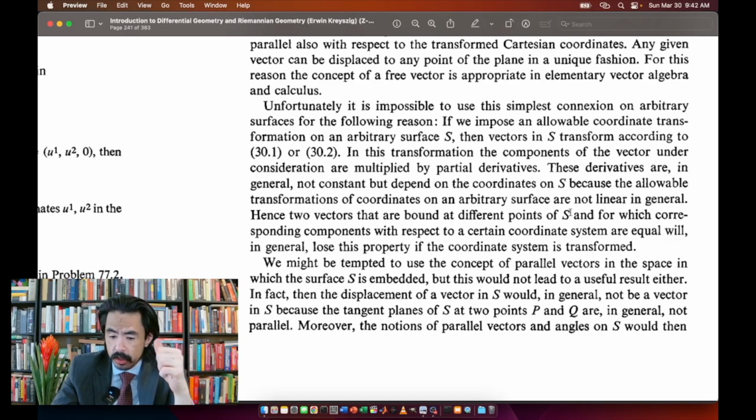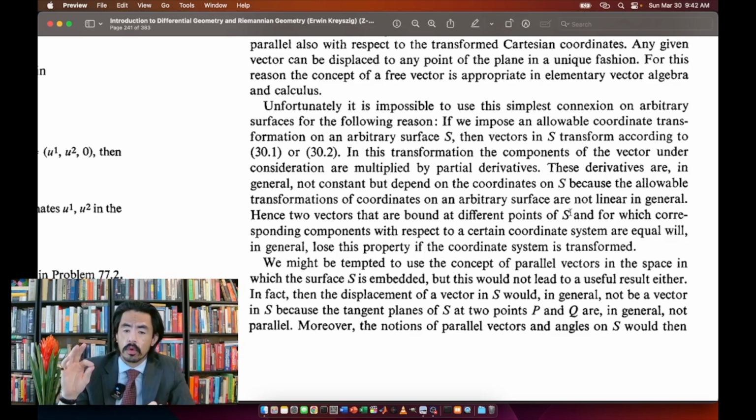We might be tempted to use the concept of parallel vectors in the space in which the surface S is embedded, but this would not lead to a useful result either. In fact, then the displacement of a vector in S would, in general, not be a vector in S because the tangent planes of S at 2 points P and Q are, in general, not parallel.